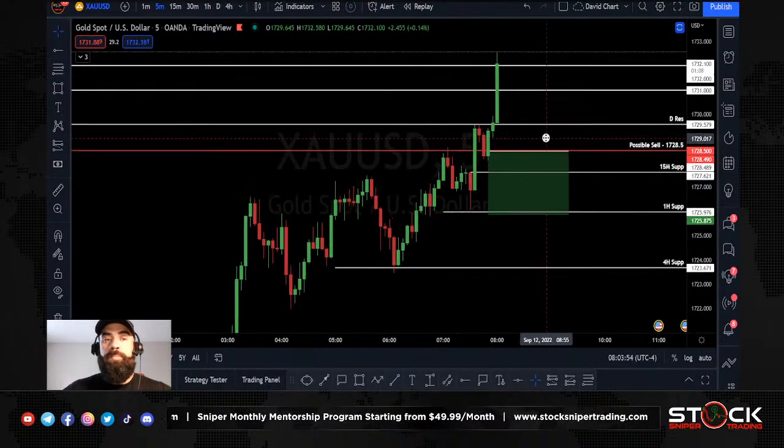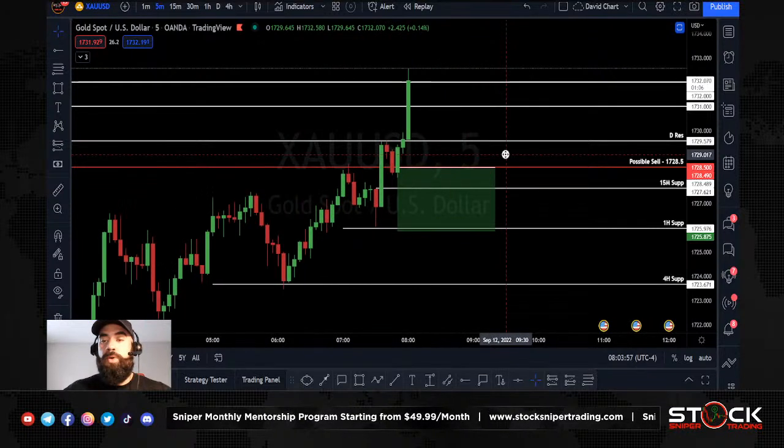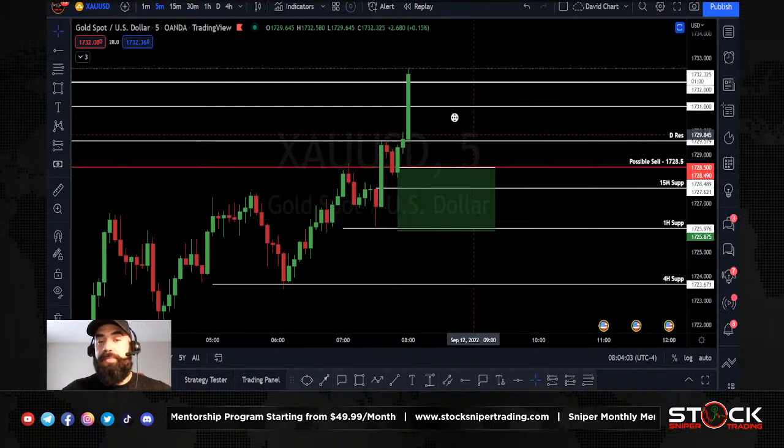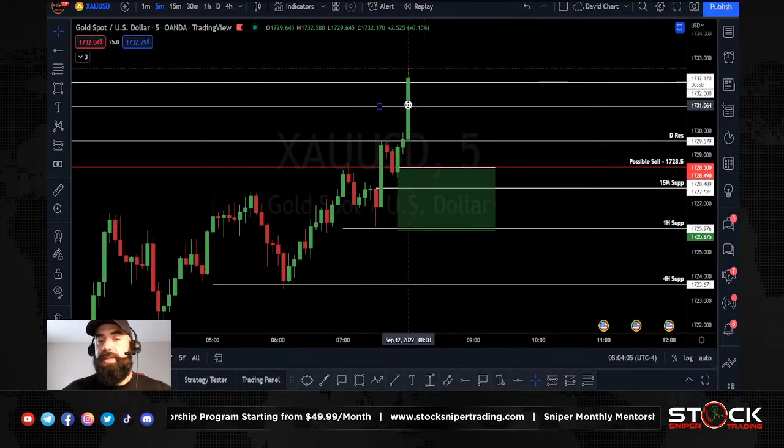Okay, so I'm still going to keep the 1728.5 as a rough sell area. Okay, I'm going to probably look for something else above here. I'm going to give it to about 815. All right, and then we're going to see how it's going to make its move.